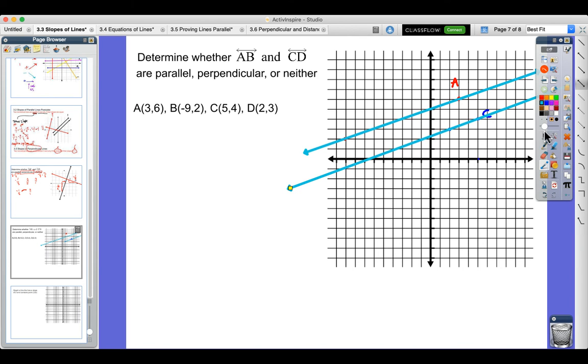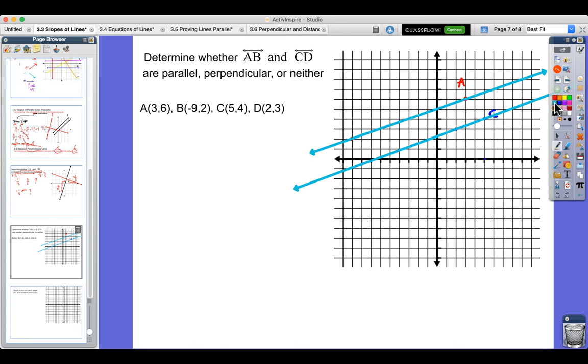Okay. Well, let's find their slopes. So let's say you don't have a graph like me. You're not able to just graph them and count numbers. Just do your slope intercept. Do your slope formula. So let's take these two. This is x1, y1, x2, y2. So we'll do 2 minus 6 over negative 9 minus 3. 2 minus 6 is negative 4. Negative 9 minus 3 is negative 12. So we get a positive 1 over 3. That reduces.